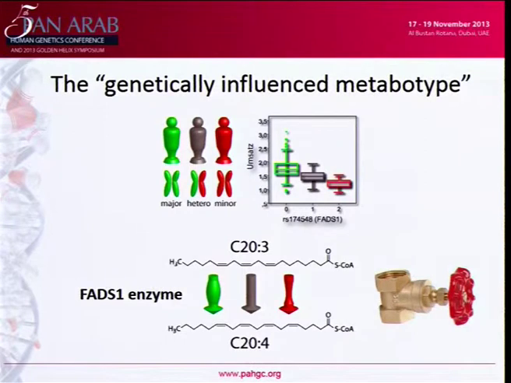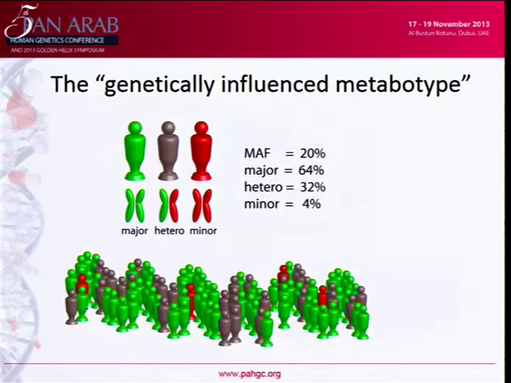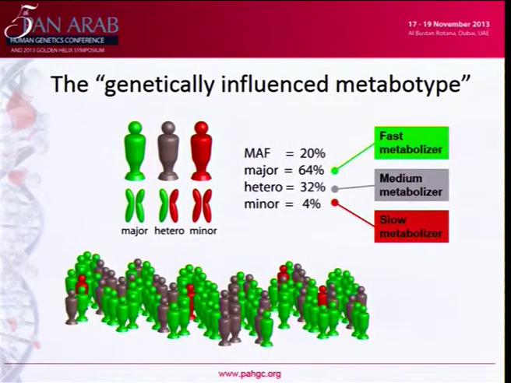And it can be seen, in this case, as some kind of a valve in your metabolic capacities in your body. Or otherwise stated, if you take the population, these variants are typically rather frequent, so with a minor allele frequency of 20%, you would expect to find about 4% minor allele homozygotes in the population.